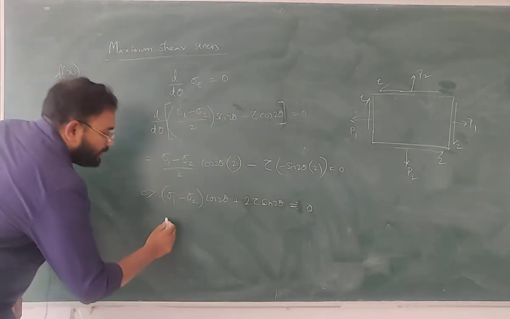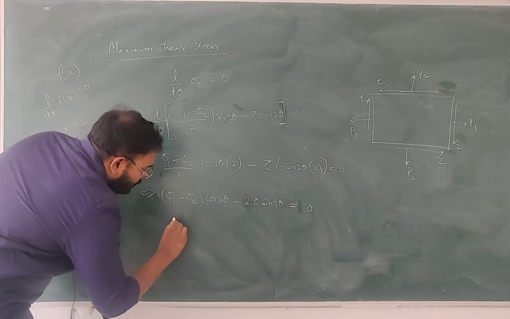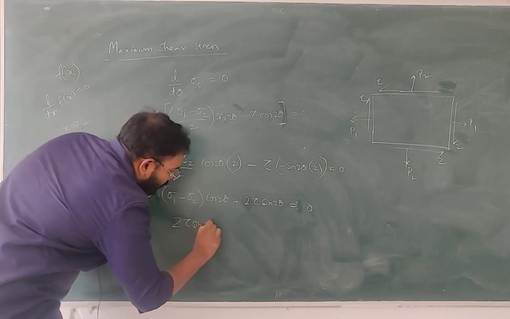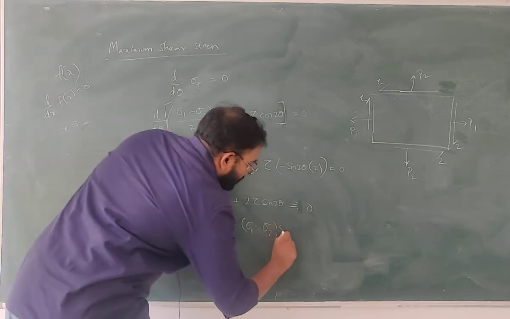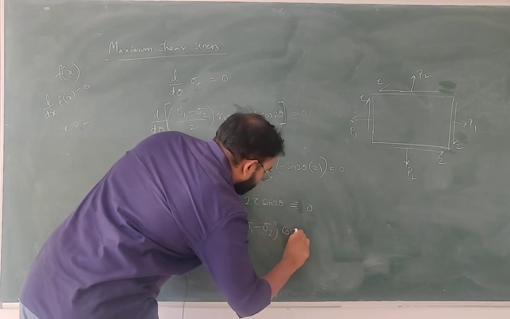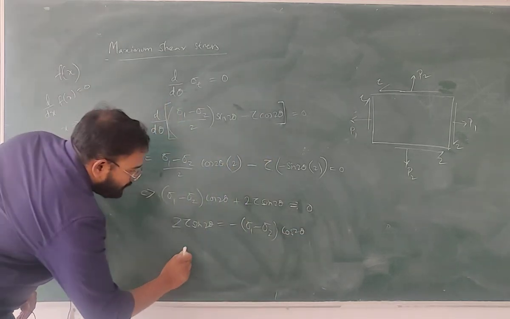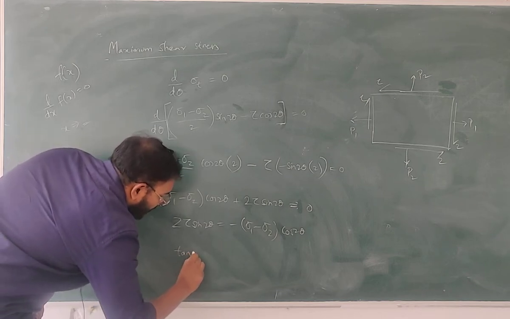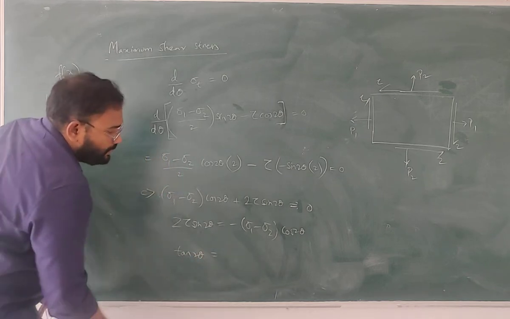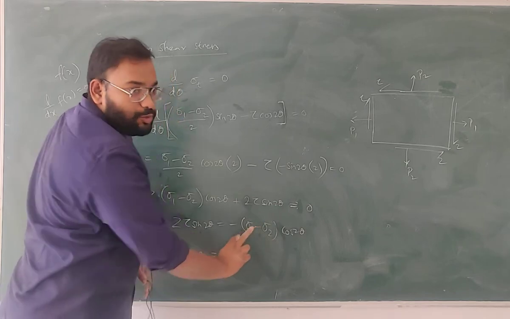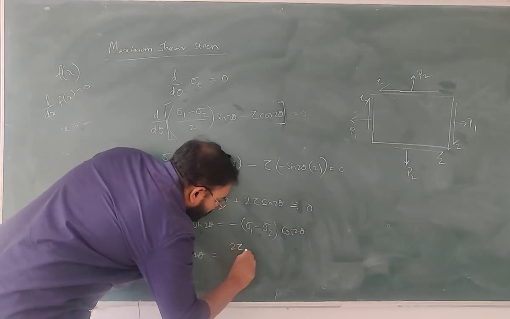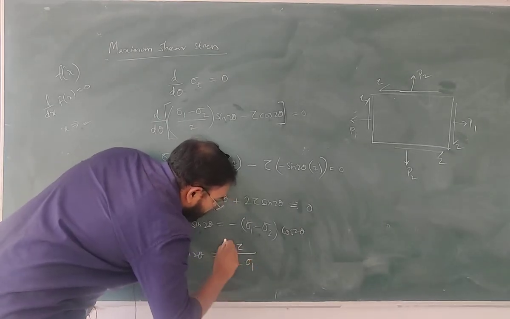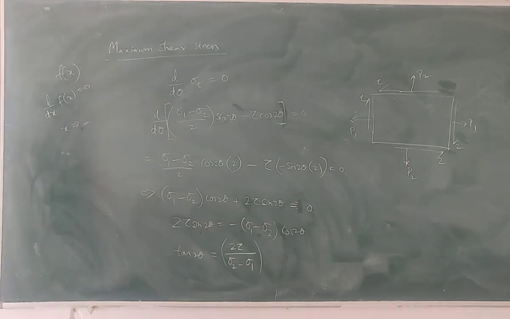Yes. Now, if I take this term to that side, 2 tau sin 2 theta is equal to minus of sigma 1 minus sigma 2 into cos 2 theta. Or sin by cos, tan 2 theta is equal to, multiplying the minus sign inside, sigma 2 minus sigma 1. Tan 2 theta is equal to 2 tau by sigma 2 minus sigma 1.